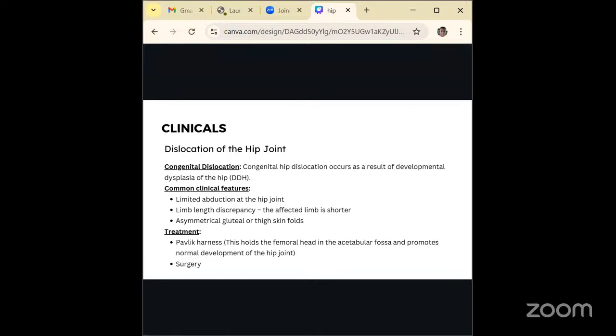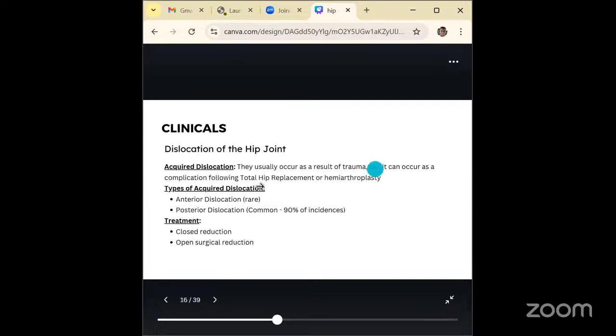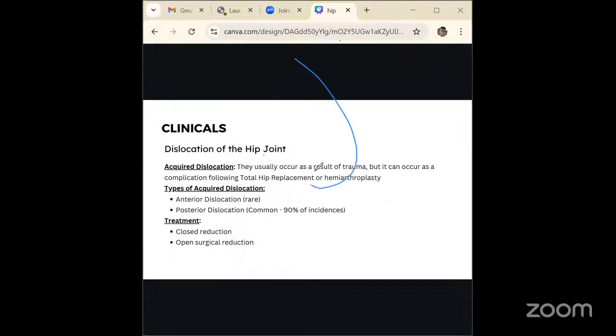Or in a situation whereby that splint does not work, that's the pelvic harness. You can now try surgery. Then the next one is acquired dislocation, and this happens as a result of trauma. That's the most common cause of dislocation.